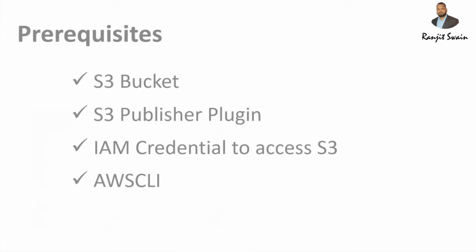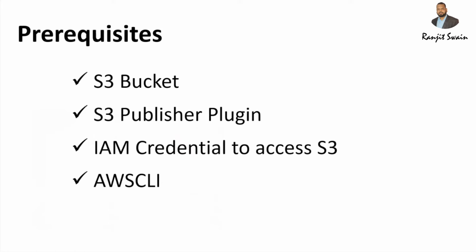So before we move to the setup, let's understand the prerequisites. We have to first create an S3 bucket, and we need the S3 publisher plugin installed in Jenkins. Then we have to create the IAM credentials to access the S3 bucket. To restore Jenkins from S3, we need the AWS CLI, the command line interface, to restore from the S3 bucket and get it back to Jenkins. So all these things we'll see one after another.